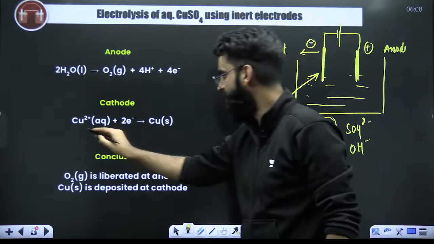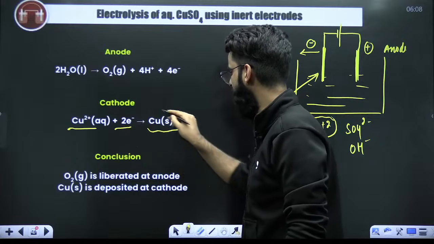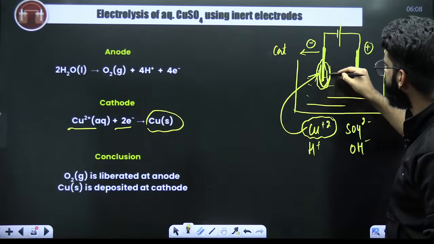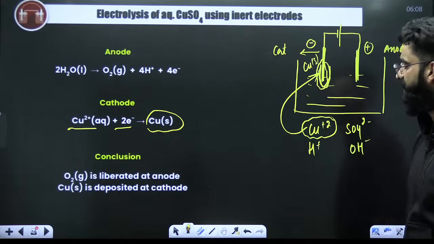So the reaction has to be Cu di positive plus 2 electrons gives what? It gives copper solid. So basically here, it is copper solid which is being deposited.